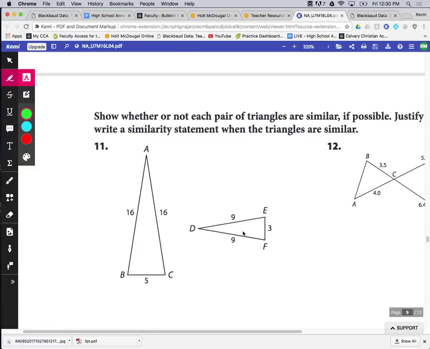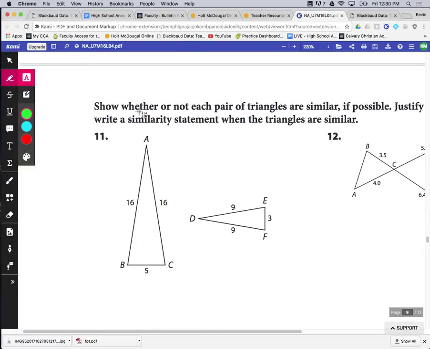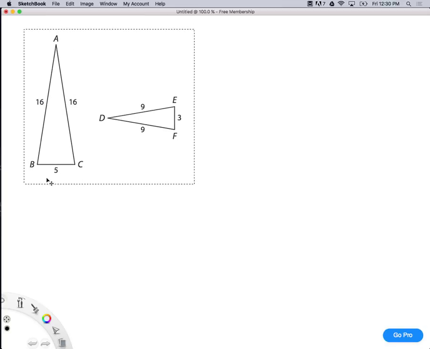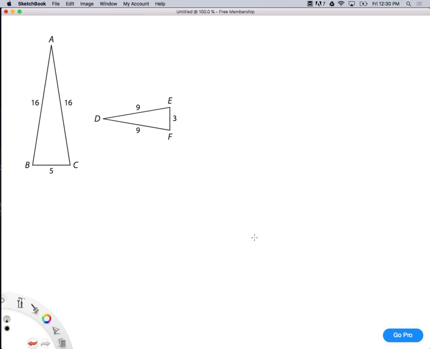Now, you also might be given something like this, where it says, determine whether or not these triangles are similar. So if they are similar, then I know the corresponding sides are proportional, right? Which means the ratio between them is the same, right? So the question is, what do I compare to what? So I'd compare 16 to which side here? Why 9?